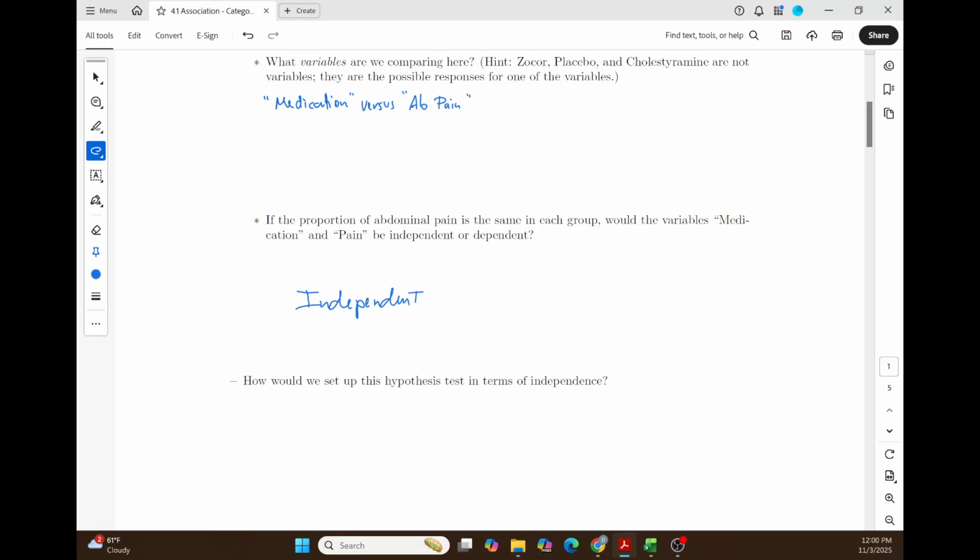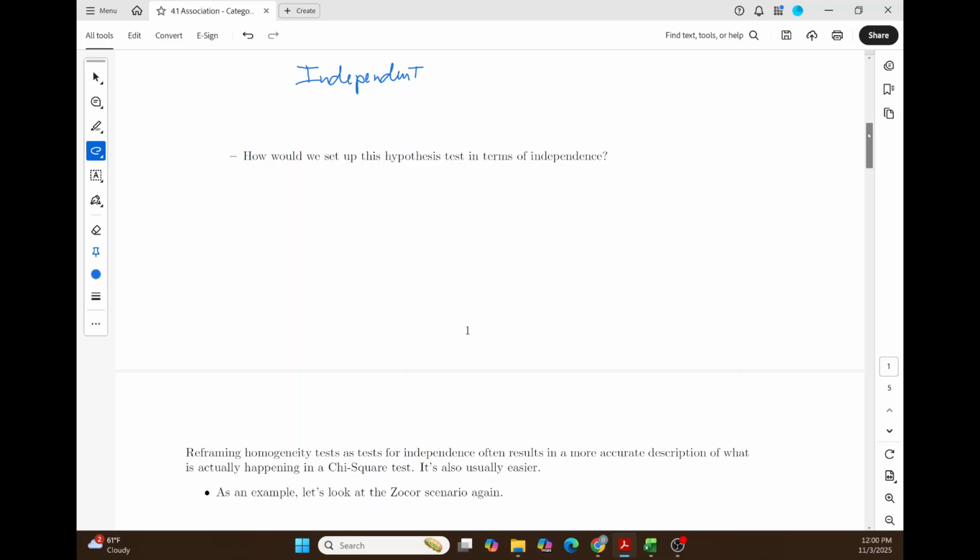Okay. So then the next question would be, how would we set up this hypothesis test in terms of independence? We already know that we can set up this hypothesis test in terms of proportions. We can just say P1 equals P2 equals P3. But how would we set it up in terms of independence? Well, we could say that the variables are independent as our null hypothesis. So medication and pain are independent variables.